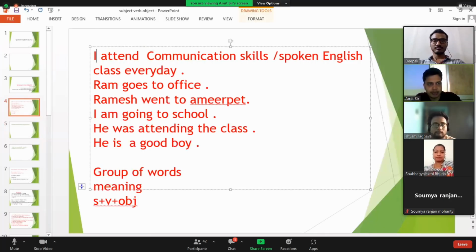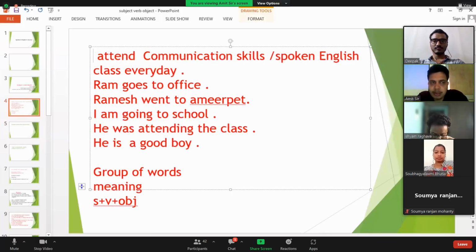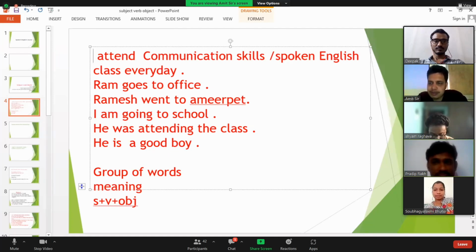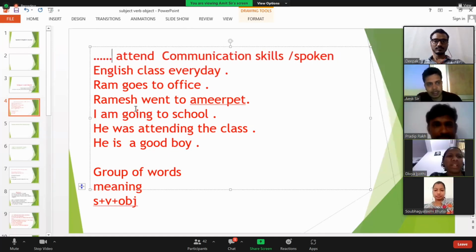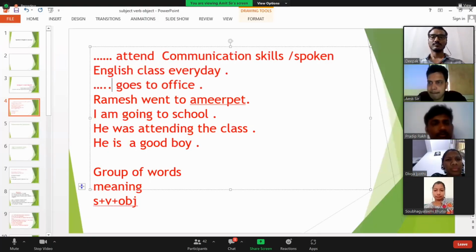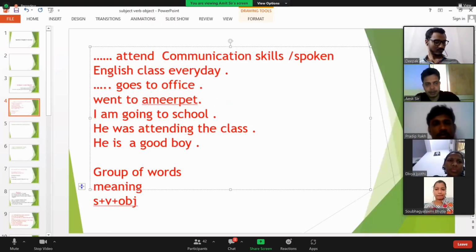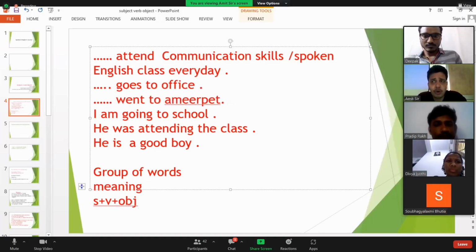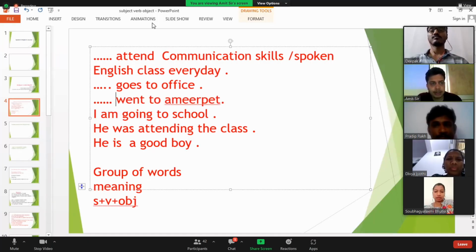You don't have to find what the subject is, you just have to delete the thing. As I have dropped I, what is the meaning? Attend communication skills every day. No meaning. Even here, Ram goes to office, what is the meaning? No meaning. In the same way, Ramesh went to Ameerpet. Any meaning? No. So what we understood is that without a subject, we can't proceed with the sentence.